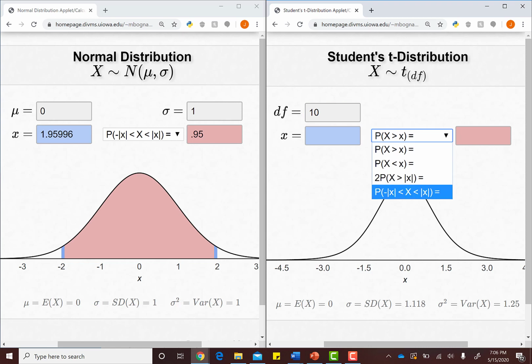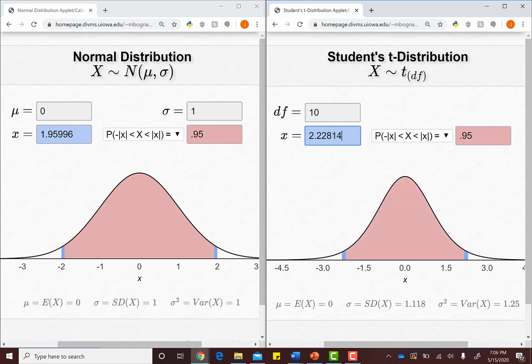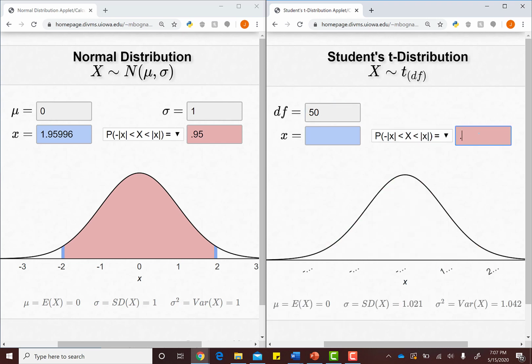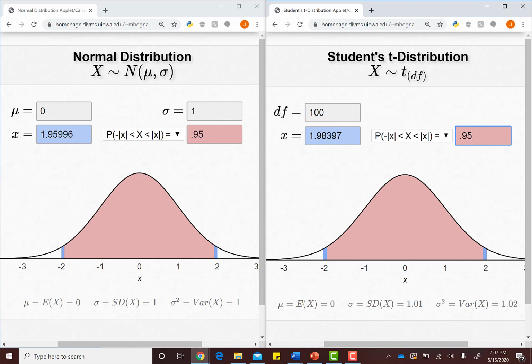Watch, if we do that same thing, find the central 95% on a t-distribution with 10 degrees of freedom, notice in this case we have to go roughly 2.23 standard deviations in each direction. As we increase our degrees of freedom, so let's change this to 50, and we look at that central 95%, now we only have to go about 2.01 standard deviations in each direction. Let's change our degrees of freedom to 100. Now we only need to go 1.98 standard deviations in each direction.